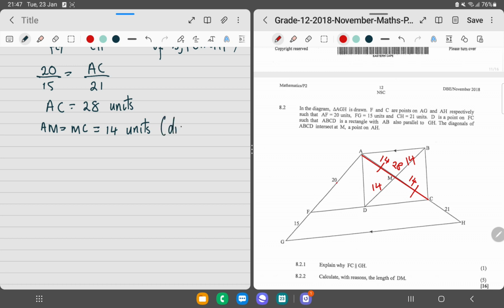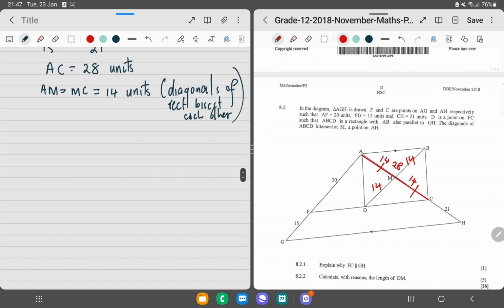And we'll say the diagonals of a rectangle bisect each other. And then we would say that DM should be equal to 14 units.